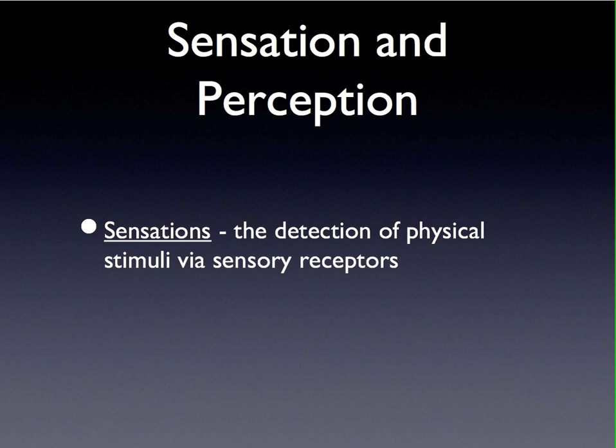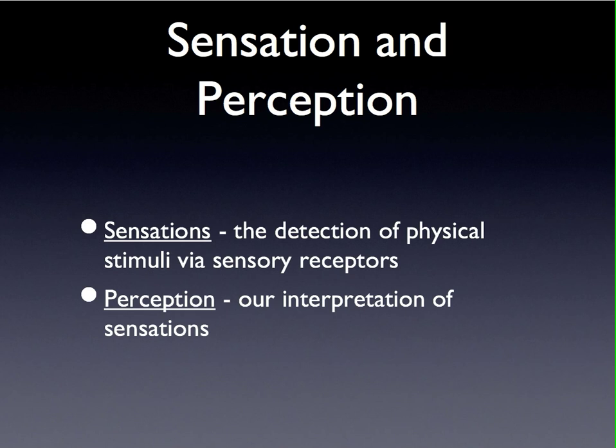In sensation and perception, there's a very clear distinction between sensation and perception. Sensations are the detection of physical stimuli via the sensory receptors, and perceptions are interpretations of those sensations. And while those things sound very similar, they're actually quite different.